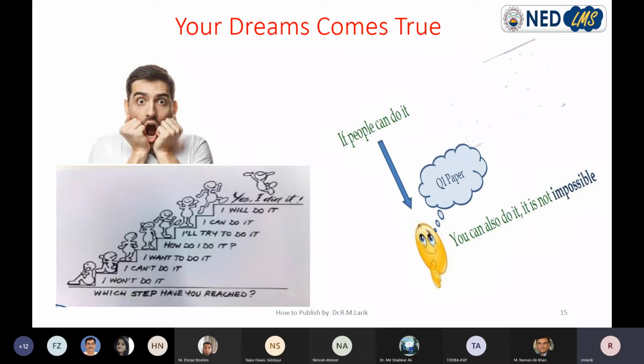So your dreams come true when you think of a Q1 paper, that is a high quality journal, top 25%. You can also do it. It is not impossible. Nothing is impossible. If you start working, rising on the ladder, finally you will get it in your position. But don't fall down, or don't feel discouraged. You can publish, yes, because the people who publish in ISI Q1 journals are also human beings. They have two eyes like you. They have two ears to hear. They have one mouth. They are the same as you.